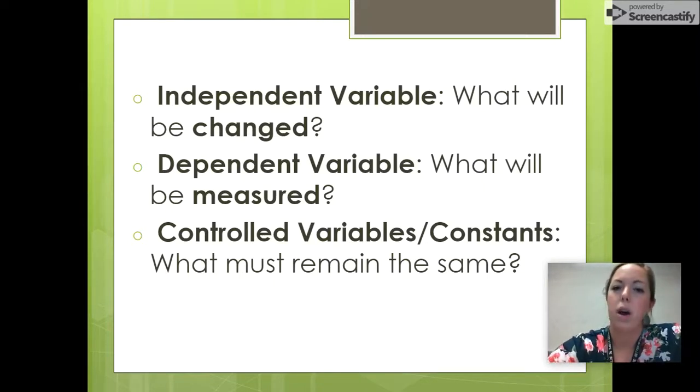Okay. So these are some vocab words you need to know, which you should know from years back, but you have your independent variable, right? That's what you're going to change, your independent variable. Your dependent variable is what will be measured, okay? Your dependent variable depends on the independent variable, okay? Try to think about it that way. You also have to think about what you're going to keep the same. So you have your controlled variables or your constants.